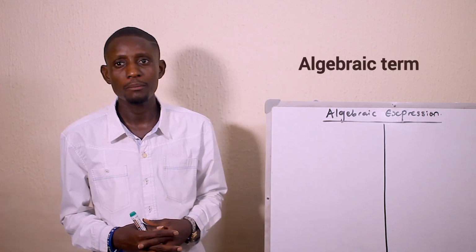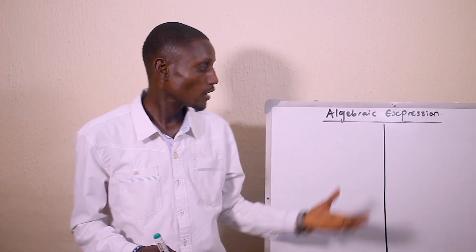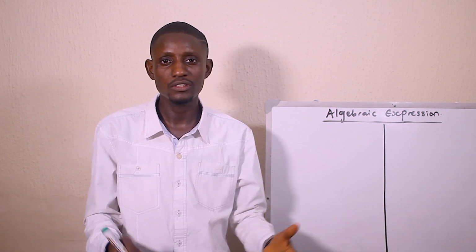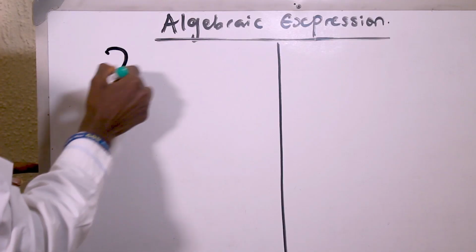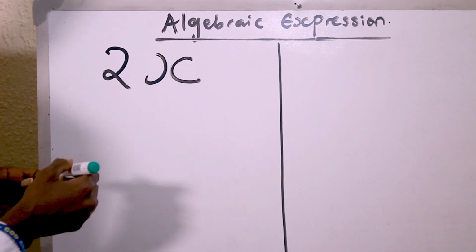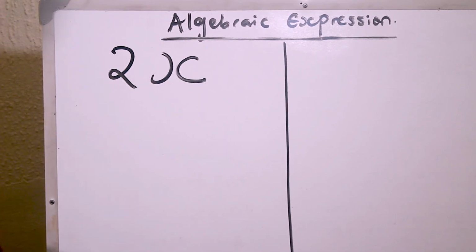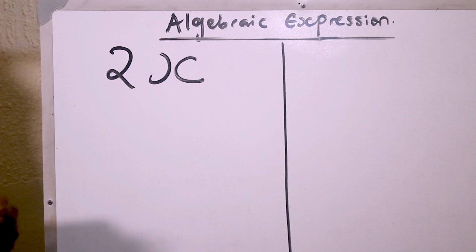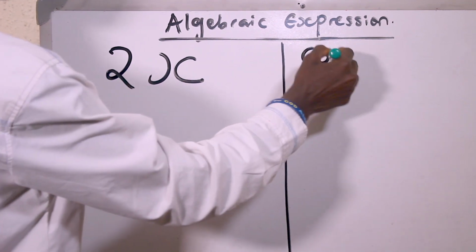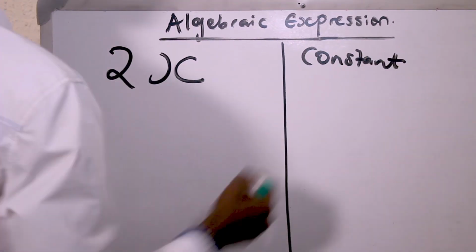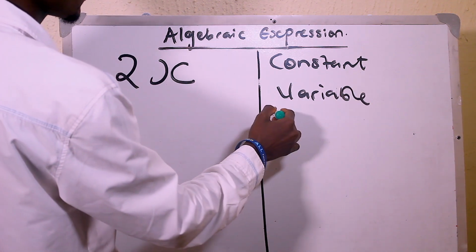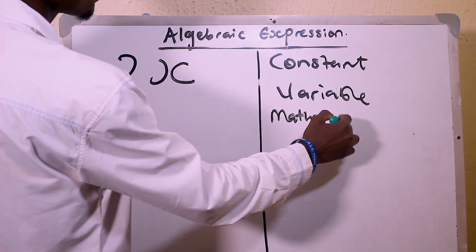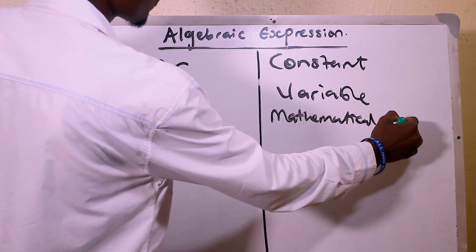So now let's look at an algebraic term and then an algebraic expression, and then we take some examples on them. So here we have 2x, and looking at this, like I said earlier, algebra involves the use of three things. We have the constant, the second one is the variable, and the third is mathematical operation.